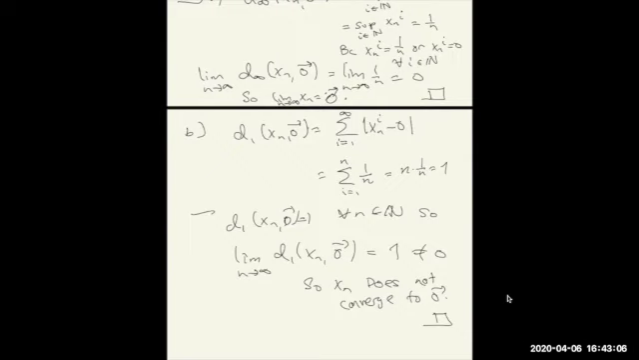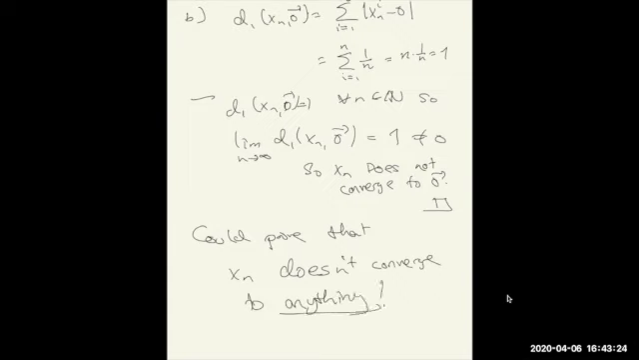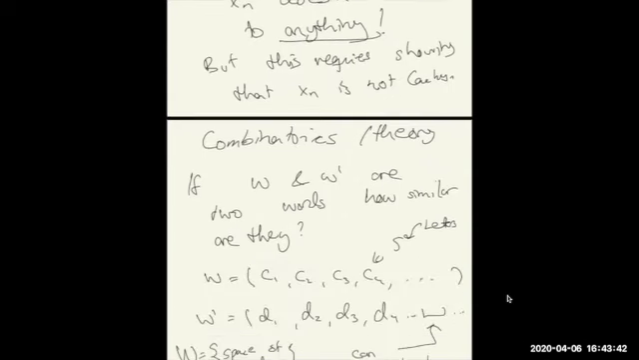In fact, you could prove more: that xn doesn't converge at all, doesn't converge to anything. But this needs the idea of a Cauchy sequence. This requires showing that xn is not Cauchy. And for more discussion on that, see the videos of this week.